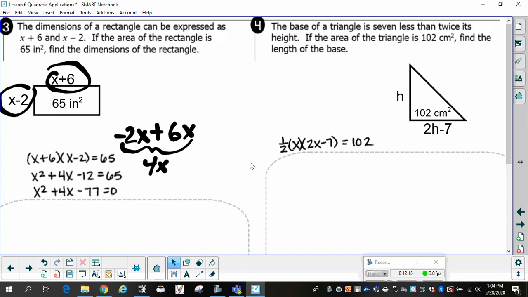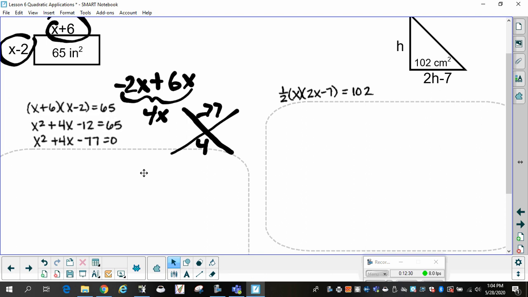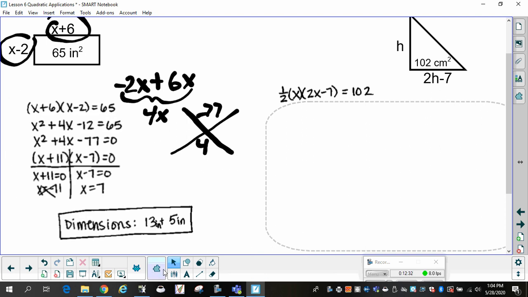77. At this point, I need to factor, so I'm going to need negative 77 up here, 4 here. I need factors of negative 77 that will add to 4. That would be 11 and negative 7. Oops, I should put those in here.